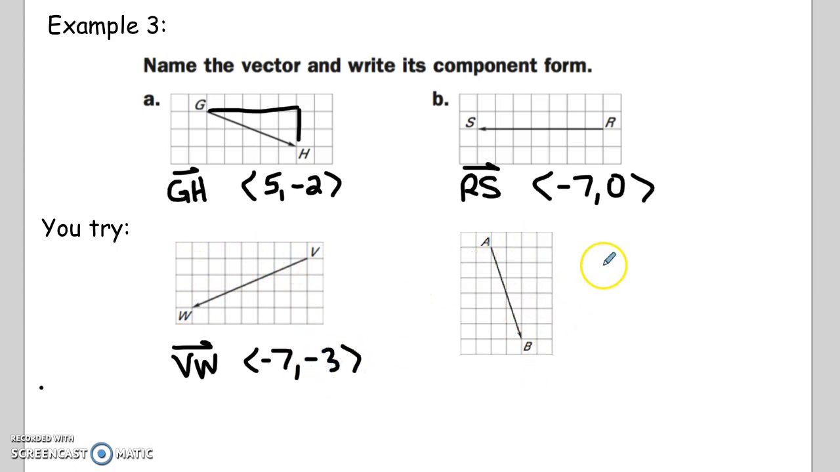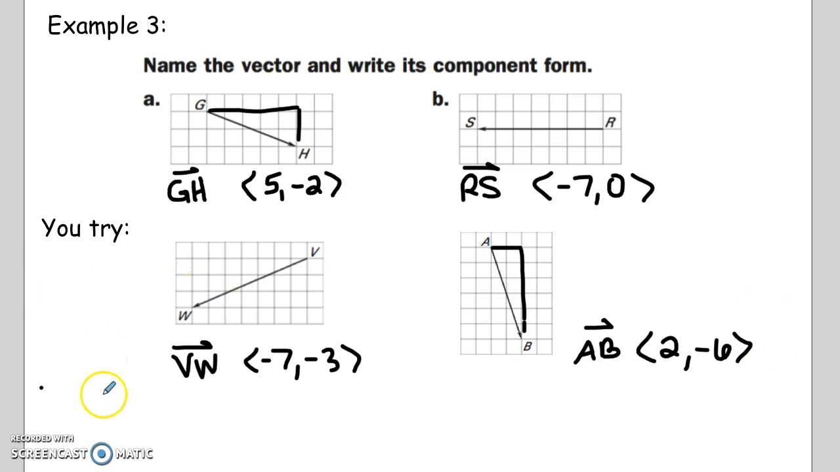And then this one right here is going to be called AB. And then the component form of that, we went 1, 2 units horizontally, so 2, comma, and then we went down, let's see here, 1, 2, 3, 4, 5, 6. So we went down, meaning we're going to have a -6 for the vertical component.